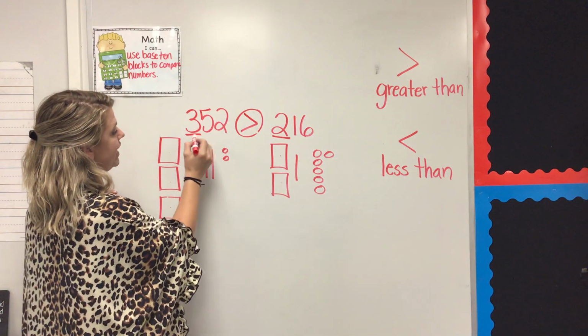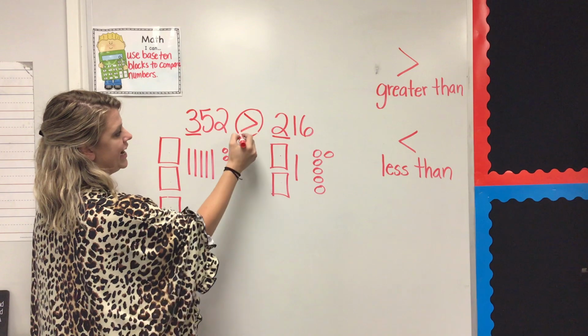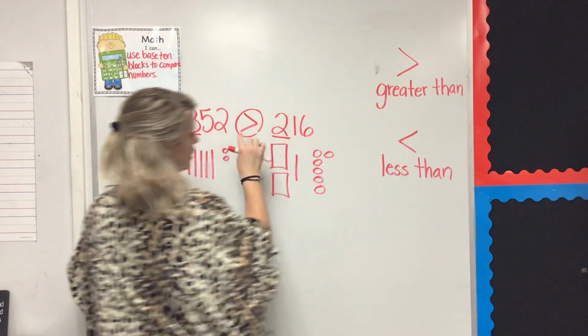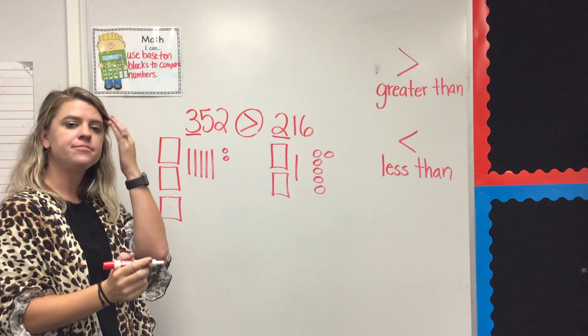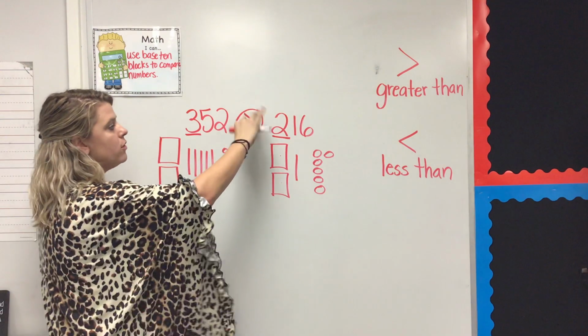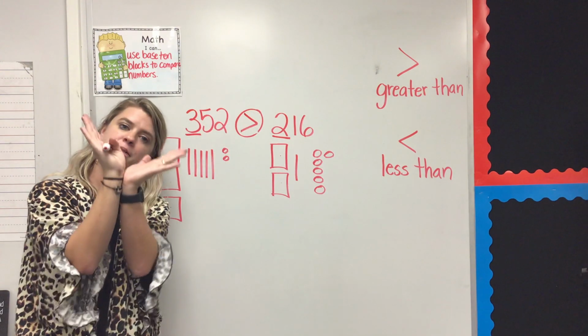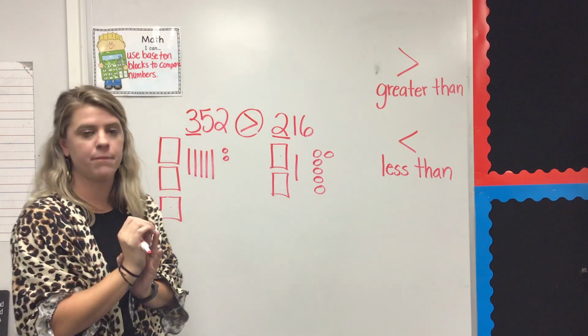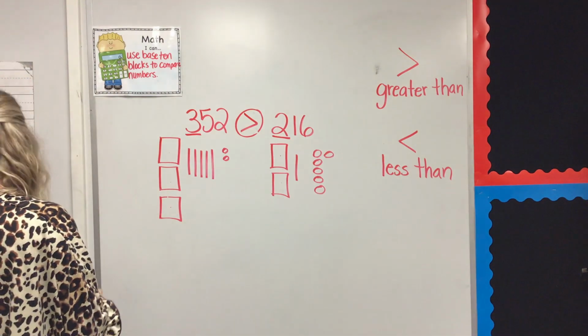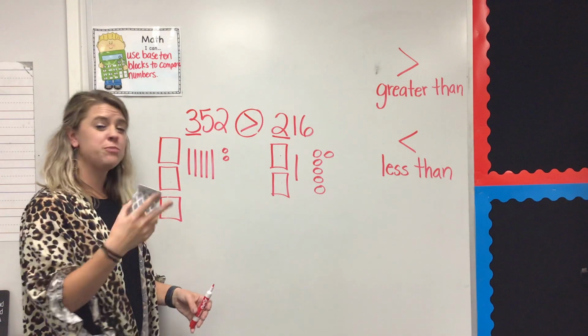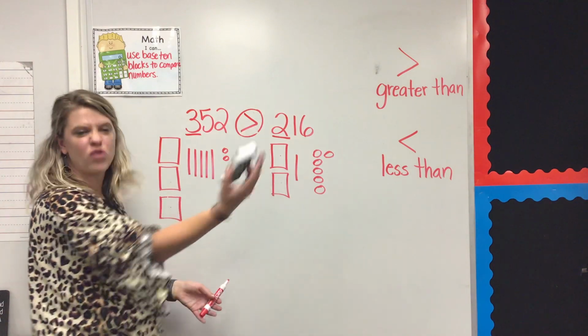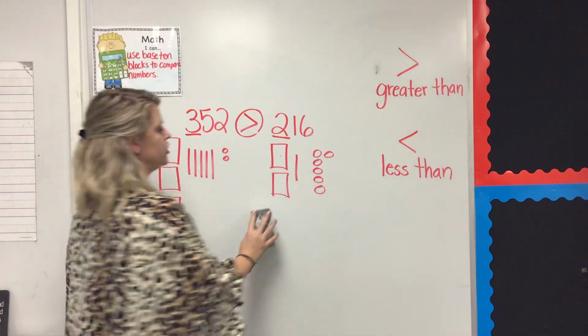So we know that 352 is greater than 216. And remember, if you can't remember which way the sign goes, always make the mouth open to the biggest number. All right? Now, that one was pretty easy. 3 is greater than 2. Let's try another one.